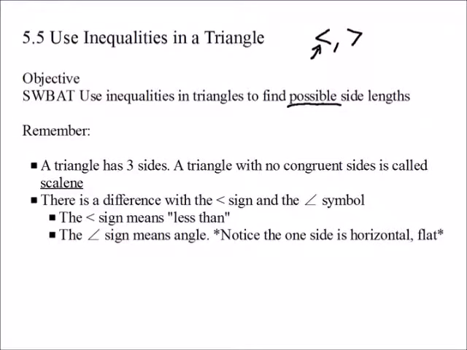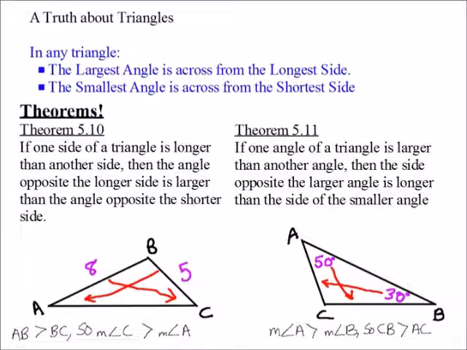So let's move forward. A truth about triangles: in any triangle, the largest angle is across from the longest side and the smallest angle is across from the shortest side. We're going to talk about that down here in our theorems. You can write these words out, but really what they're saying is anytime you have a longer side and a shorter side of a triangle, the angles across will also be largest and smallest.